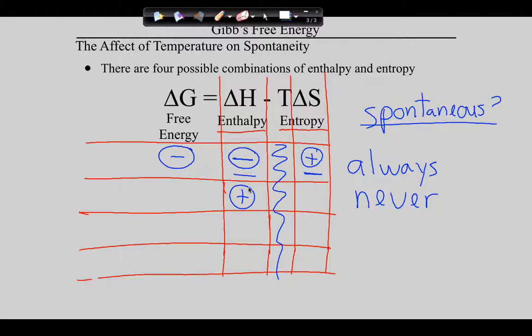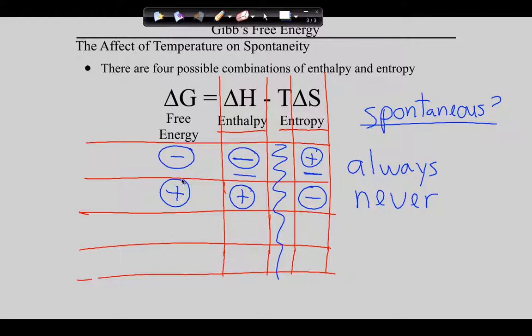Negative, right? Because what does that mean if delta S is negative? What's happening to entropy? It's going down. Disorder is going down. So guys, what we're describing right now is a reaction that sucks in energy and organizes stuff. Does that happen on its own? Heavens no. So guys, what kind of delta G values will this always produce? Positive values. And those will never be spontaneous.